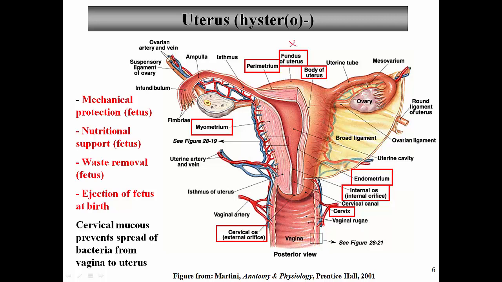The first is the fundus, and as we've seen several times in the course, this is the portion of a hollow organ furthest away from the exit. And in this case, the exit is the cervix, which is here. So the fundus of the uterus lies up here.